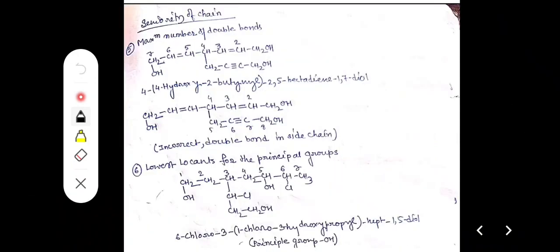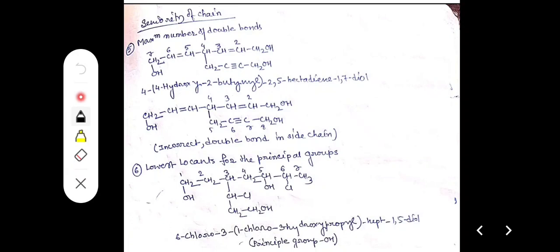Next one, seniority of chain. Maximum number of double bonds. Oh, that should be written: maximum double bonds that should be present in the main chain. Oh, sorry, main chain. Okay. If any chain has the maximum number of double bonds and another chain has the triple bond, we have to consider the chain containing the maximum number of double bonds as the principal chain.